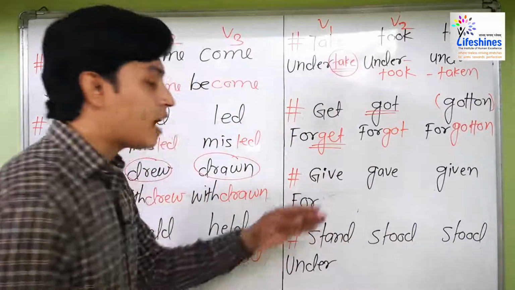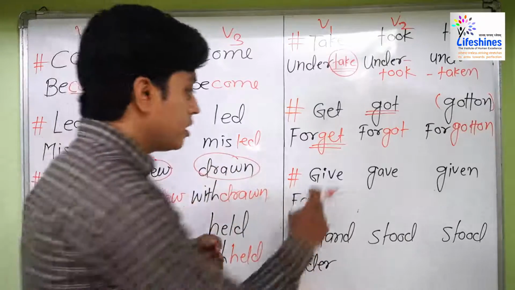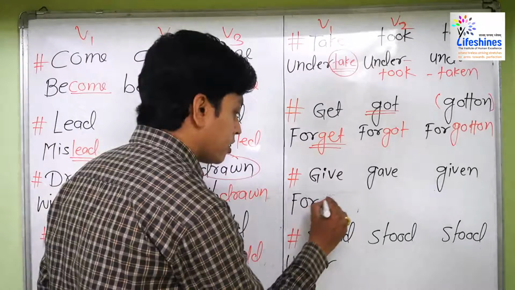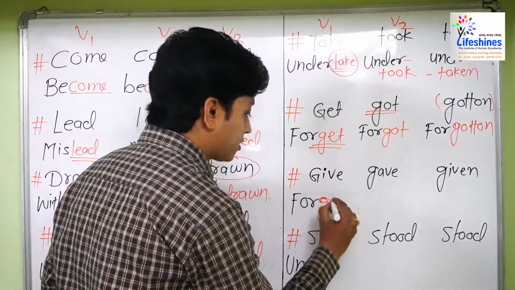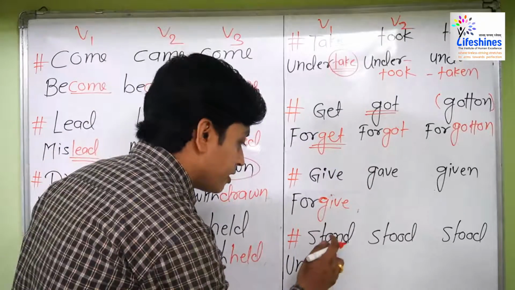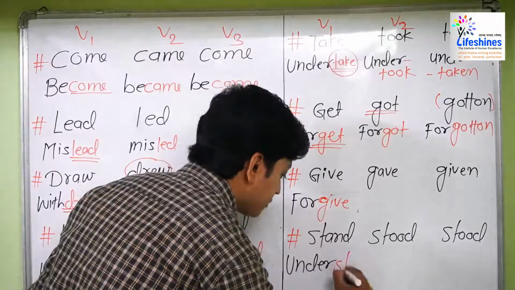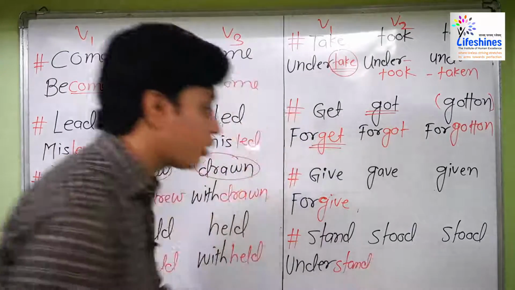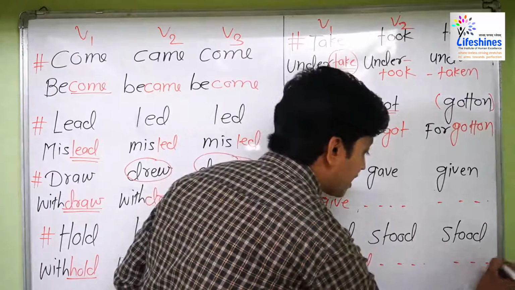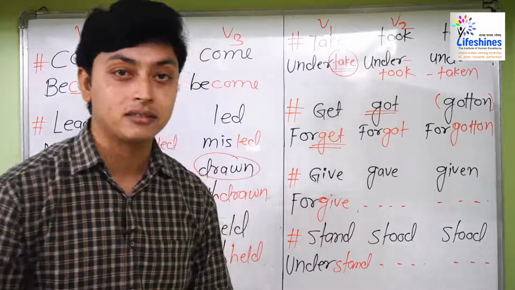Yeah, and I would like to leave these last two verbs for you guys. Give, gave, given. So let me know how you can form the second and third form of forgive. And the same way, stand, stood, stood. Here is understand, and I want you to form the second and third form. Please put that into the comment box. Let's move towards the third pattern.